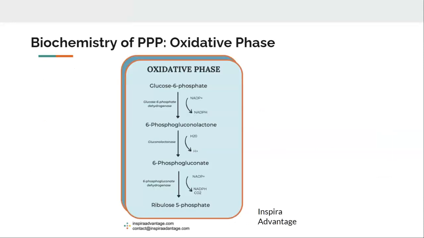Now, as for the biochemistry of PPP, the first phase is the oxidative phase, which is an irreversible phase that oxidizes glucose-6-phosphate into ribose 5-phosphate, while in the process generating two NADPH molecules, carbon dioxide, and two H+ ions. With the help of a few intermediates and enzymes, the enzymes help catalyze the respective intermediates through processes.